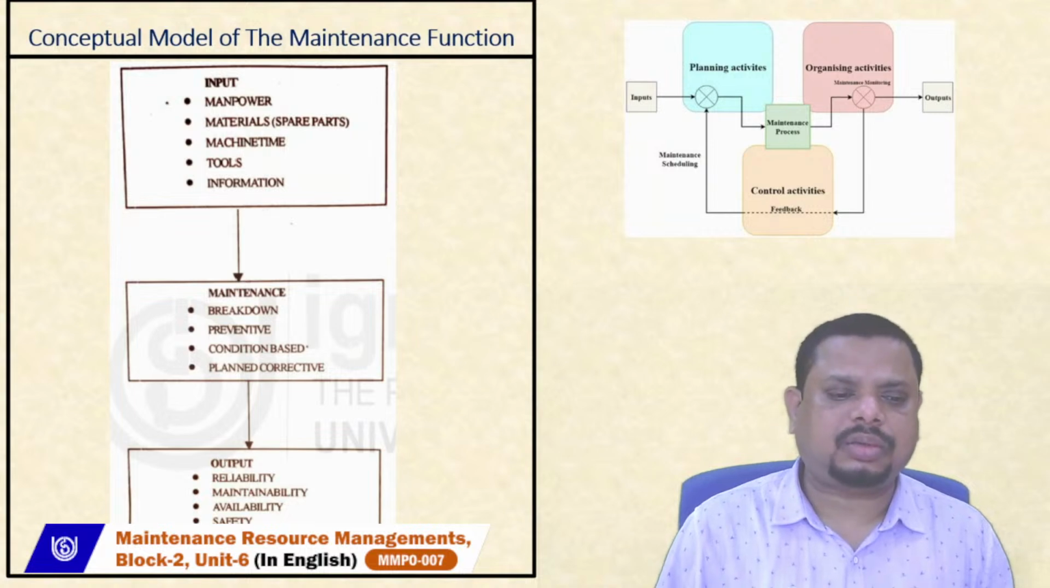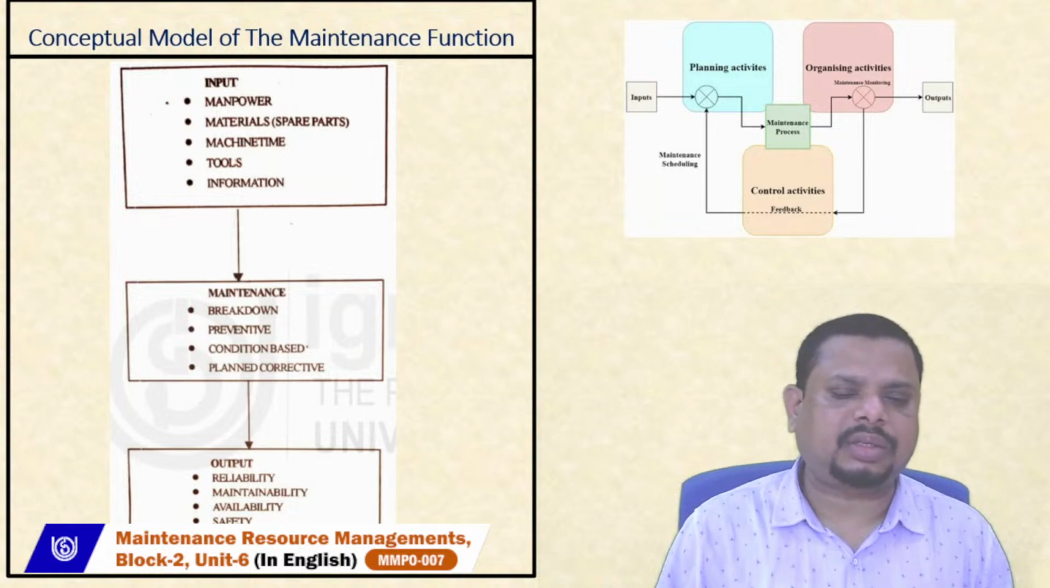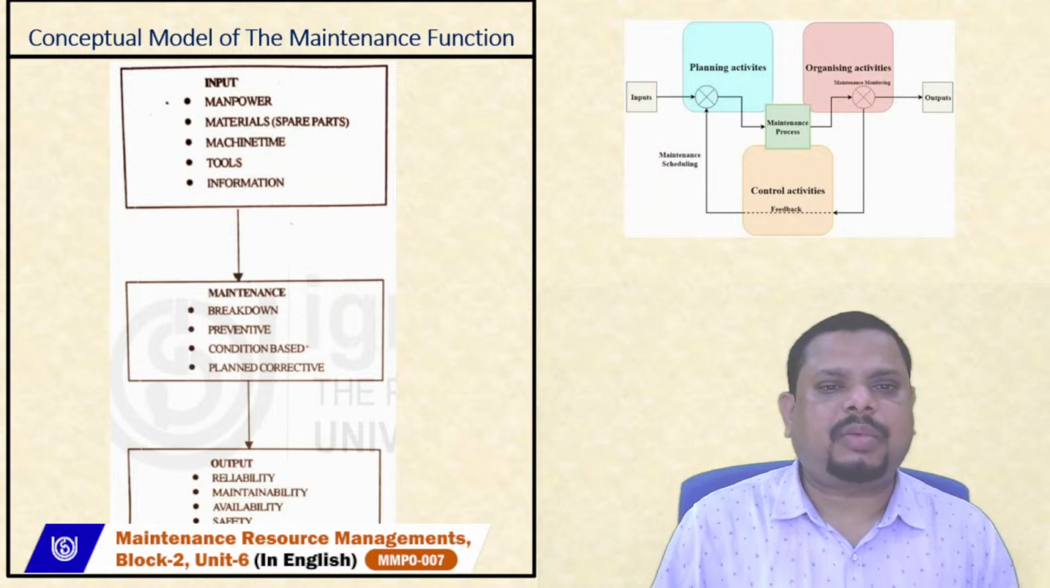And what are the outputs? The output is reliability in the case of machines, equipment, and spare parts. The next one is maintainability. And the last, third one is availability. And here the output is that a higher amount of safety should be observed. And the most important part is that long life of equipment and life cycle is also observed. So this is the conceptual model for maintenance function.